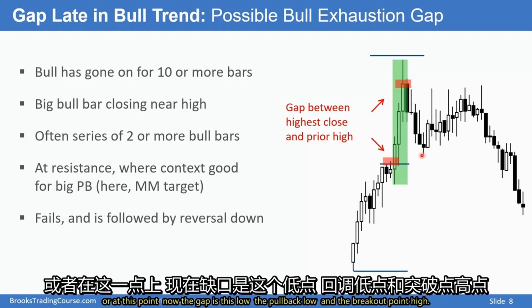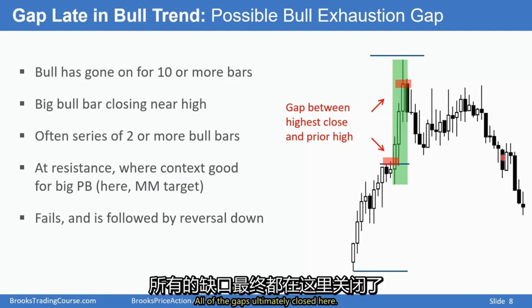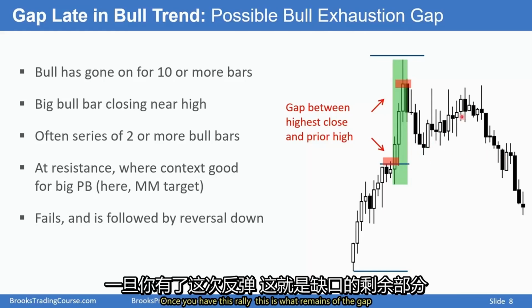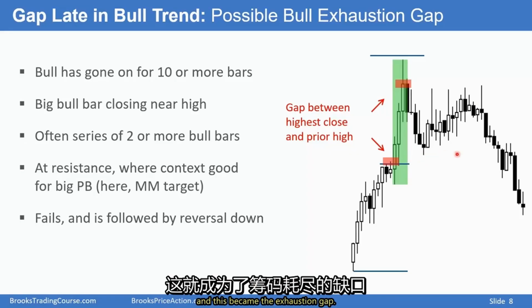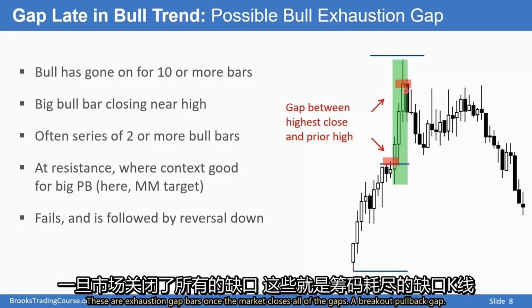In the final gap, at this point now the gap is this low, the pullback low, and the breakout point high. All of the gaps ultimately closed here. Once you have this rally, this is what remains of the gap, the bottom of the pullback to the top of the breakout point, and this became the exhaustion gap. These are exhaustion gap bars once the market closes all of the gaps.